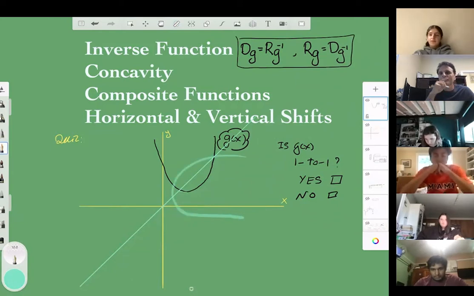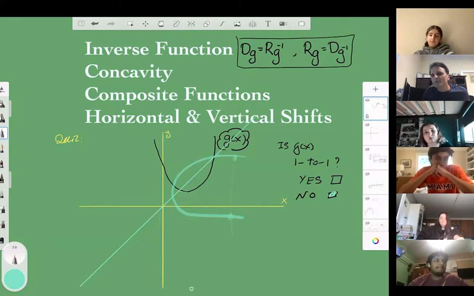Now, is the new one a function or not? If you make a vertical line, it crosses at 2 points, right? So this is not a function. That means the inverse is not a function, therefore g is not one-to-one. But this is too much work. It's so much work to say yes or no. So what should we do?